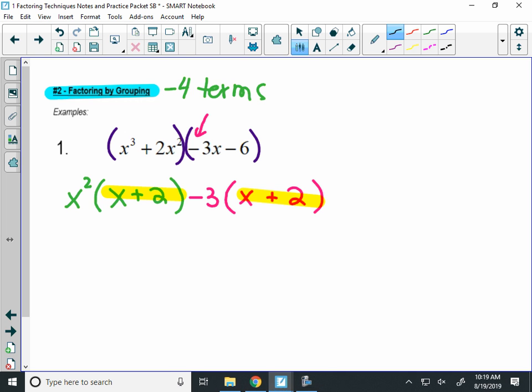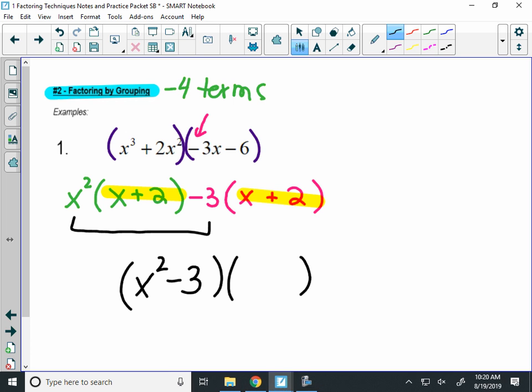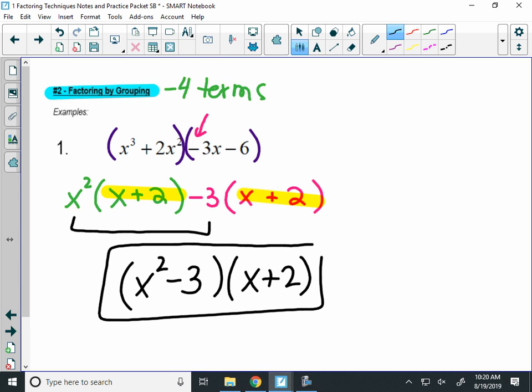Does anyone remember what comes next? Shout it out. Tell me what to do. Yeah, these GCFs right here go in a set of parentheses together. They become a binomial. Those GCFs technically factor out. And then what's the other parenthesis for your answer? X plus 2. This is it. This is your answer. Now, if you don't believe me, we could check by double distributing. But that would be it. You remember doing that? Let's look at the next one really quick.